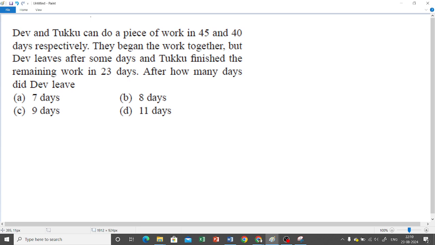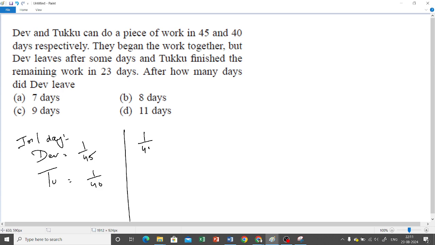For example, this sum: Dev and Tupu can do a piece of work in 45 and 40 days respectively. So in the normal traditional method, in one day Dev will do 1 by 45 of the work, and Tupu will do 1 by 40. They began to work together, but Dev leaves after some days, and Tupu finished the remaining work in 23 days. So together they were working 1 by 45 plus 1 by 40.